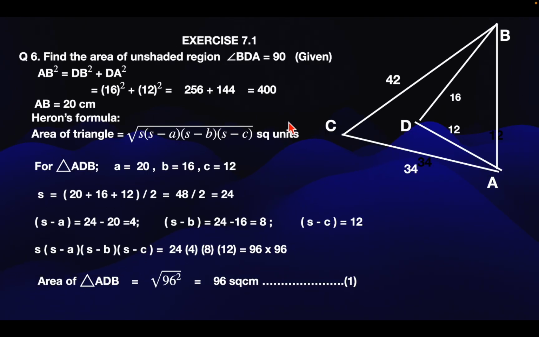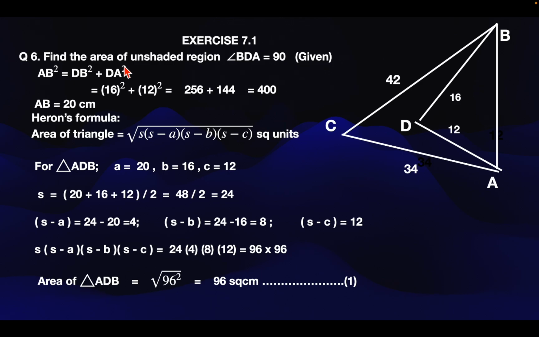We are studying the 7th chapter, Mensuration, and we have done the first 5 sums of Exercise 7.1 in the previous video. Please go through that video and then come to this exercise, because there I have explained in detail how to use Heron's formula. Here also we are going to use Heron's formula to find the area of triangles. So let's go to the sum.